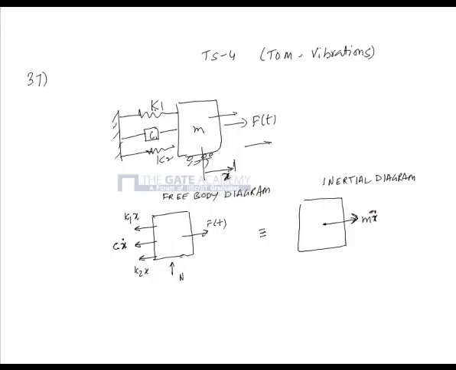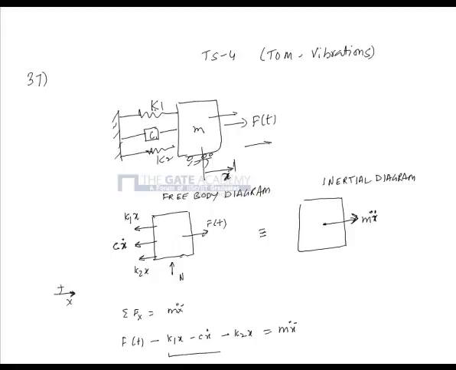Now we use Newton's second law and balance all the forces to the right side. Let's take the x direction as positive in this direction. Sigma Fx is equal to m x double dot on the right side. Forces on the positive side of x are taken as positive. So F of t is positive, minus K1 x is on the left side, so minus; minus C x dot, and minus K2 x, is equal to m x double dot, which is on the right side, so positive.